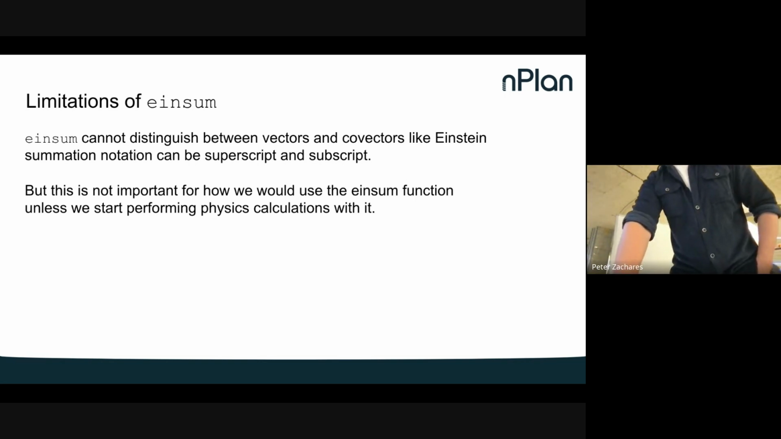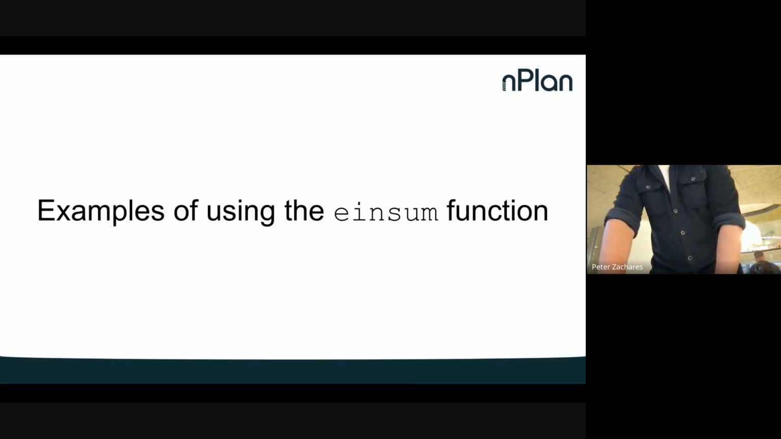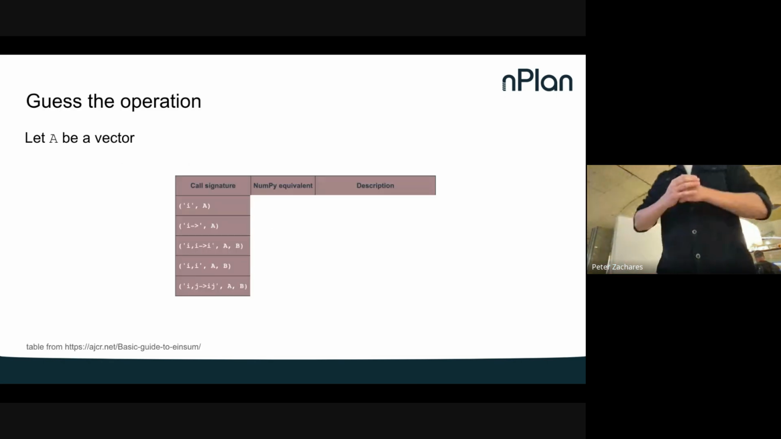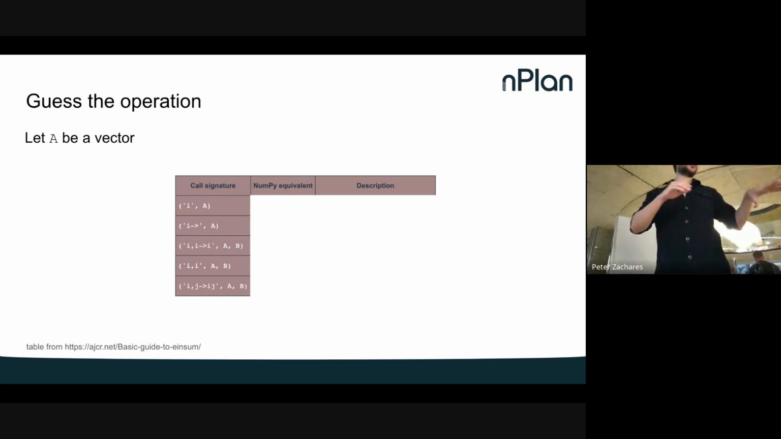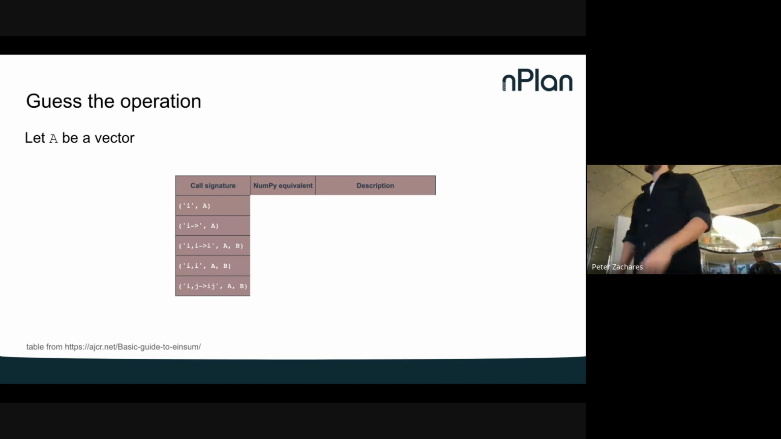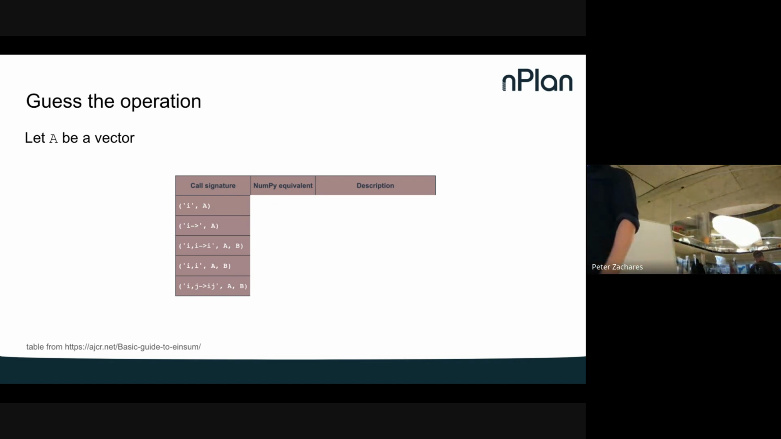A lot of the linear algebra that we use is very simple. So let's do some examples of the Einstein summation notation, and then at the end we'll do two actual working examples for you. My question is, we don't have to do the NumPy equivalent, but if A is a vector, what do you think this call to einsum would give you?